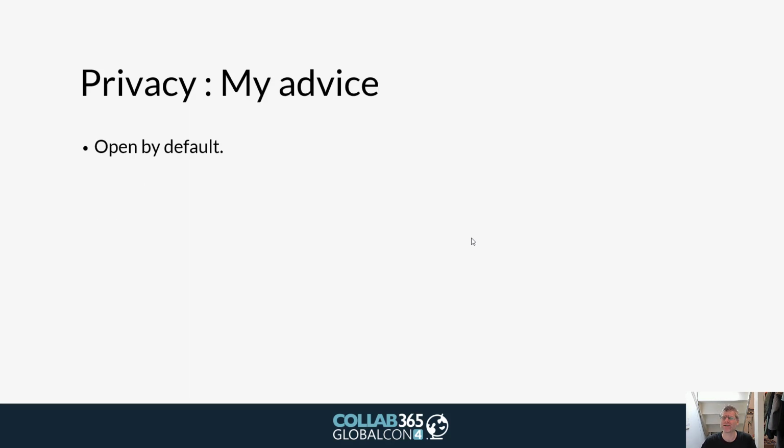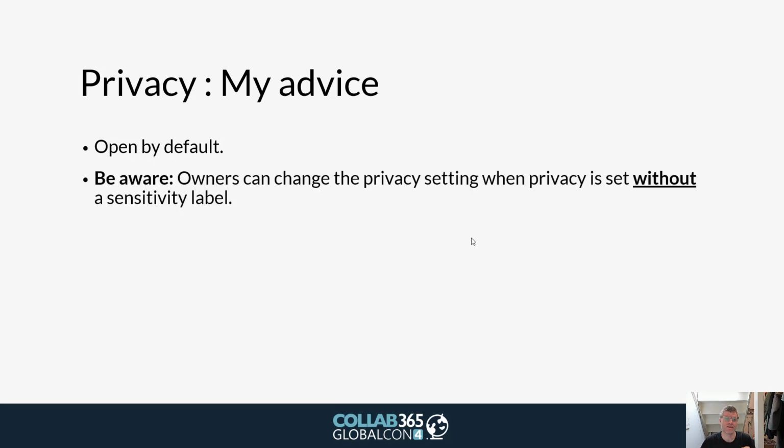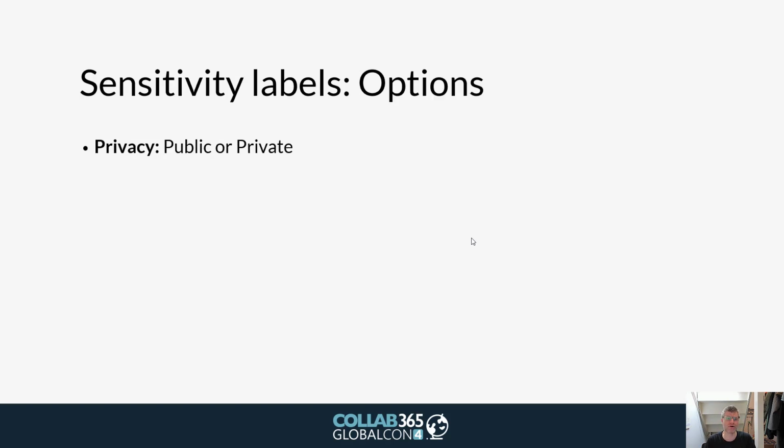I always go for open by default to really stimulate knowledge sharing and making sure you can find relevant content. But of course, there are teams like for the board or maybe sensitive projects where that's not possible. Of course, put it in private then. Be aware, the owners can always switch back. They can go from open to private and private to open. This is not the case if the privacy is set by a sensitivity label, because then it's just set. You cannot switch anymore. More about that later.